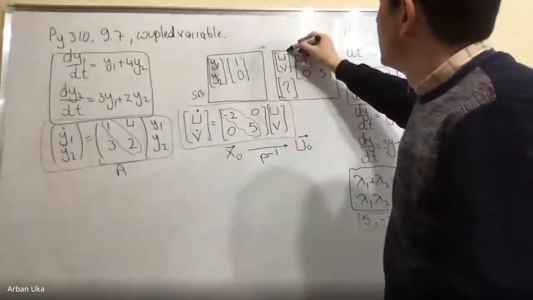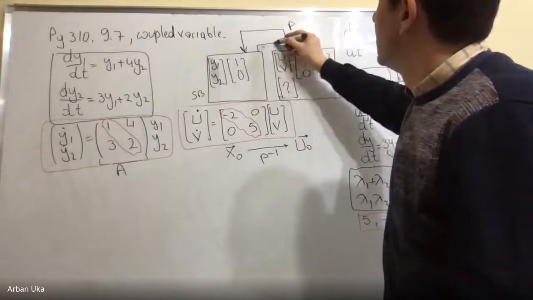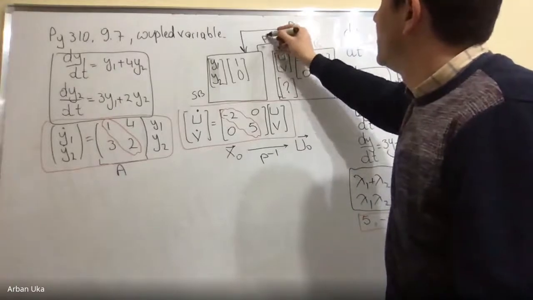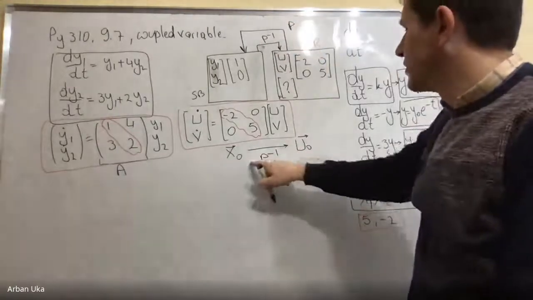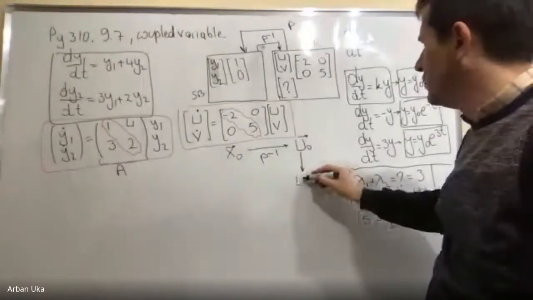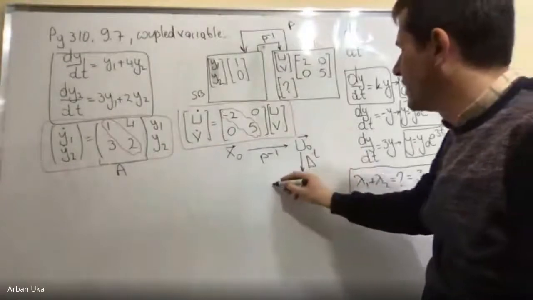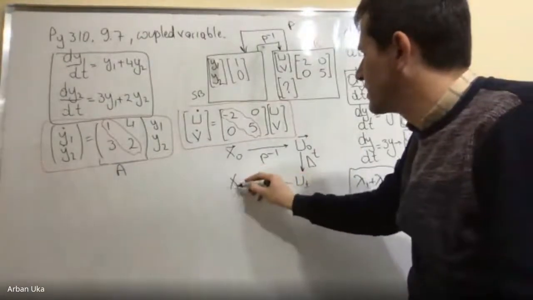So we used to say that we move this way with matrix P, and we move backwards with P inverse. So then x0, we multiply x0 with P inverse, we get u0. Then we get ut by multiplying with diagonal matrix to the power t. Then we move and find xt.